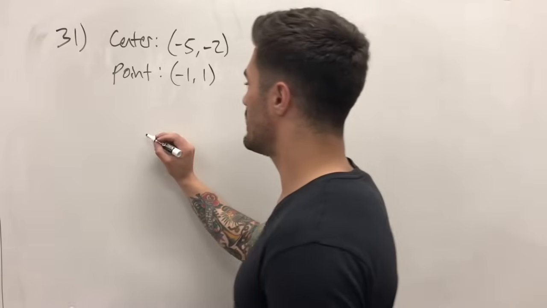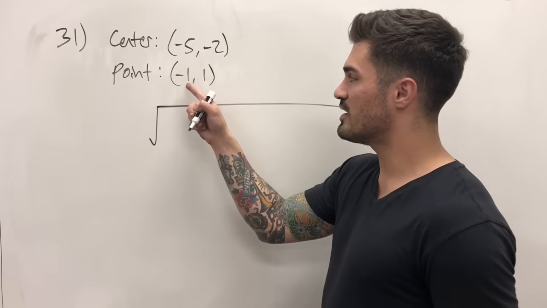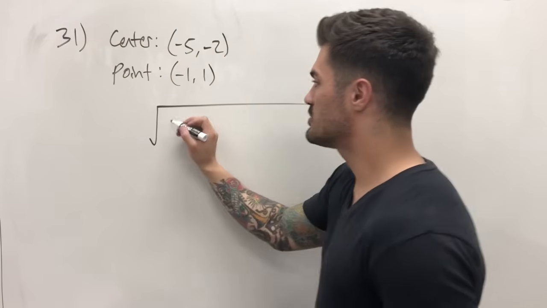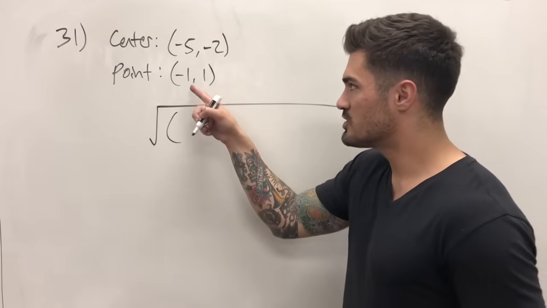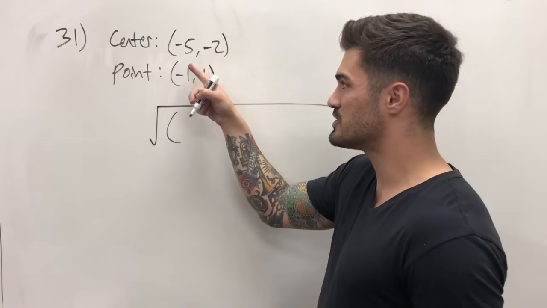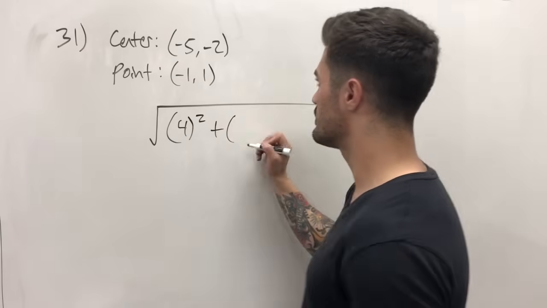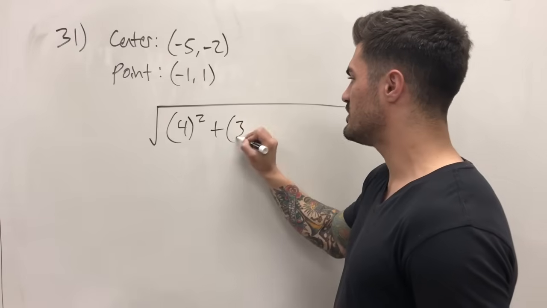So let me use my distance formula, and I'm going to call the point x2 and y2, and the center x1 and y1. So I have, again, x2 minus x1 squared. So I have -1 minus -5, so that becomes a +5. So I have 4 squared plus, let's see, 1 minus -2, that's 3 squared, all right?